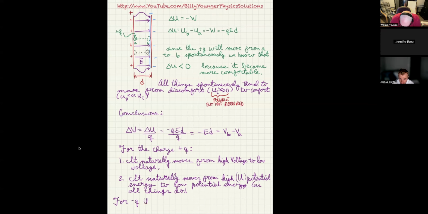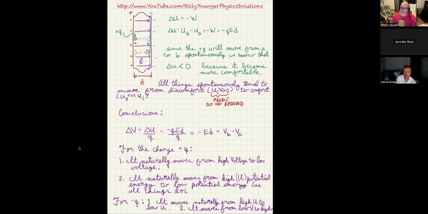So in that case, for a negative charge, negative Q, it moves naturally from high U to low U. But the other part here is too, it moves from low V to high V.